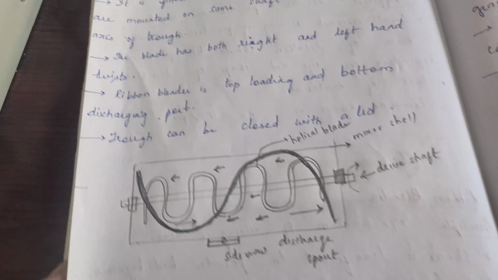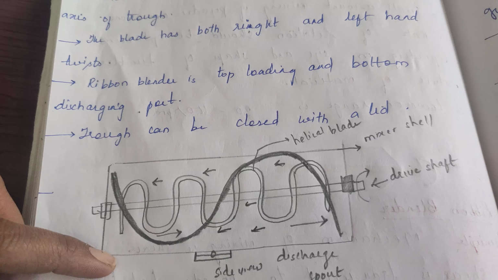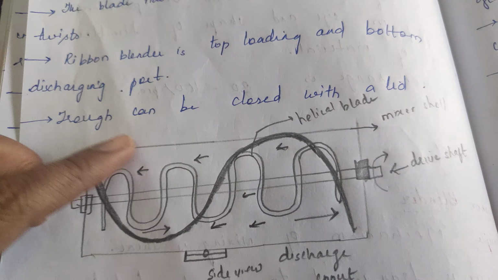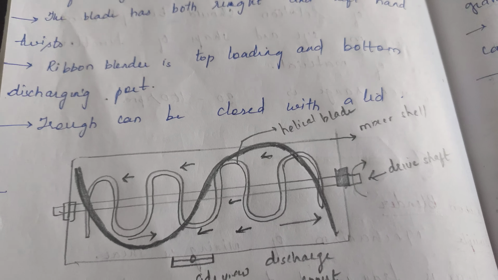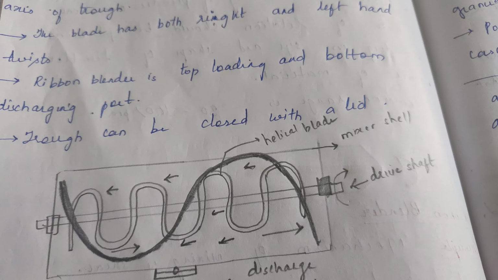Ribbon blender looks like this. It has a cylindrical shell or a cylindrical vessel. Inside it we have blades present, and the movement of blades causes the mixing of material. This is the ribbon blender.